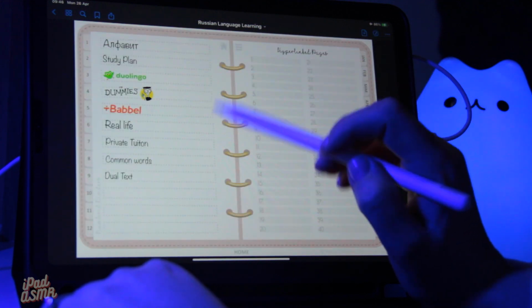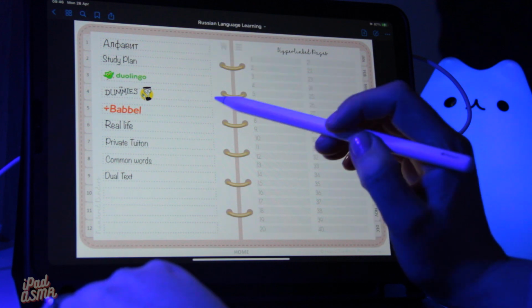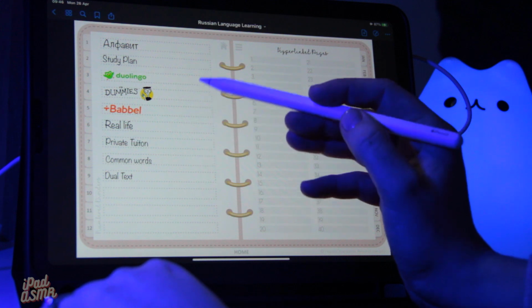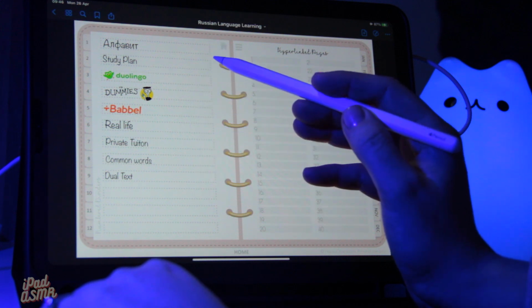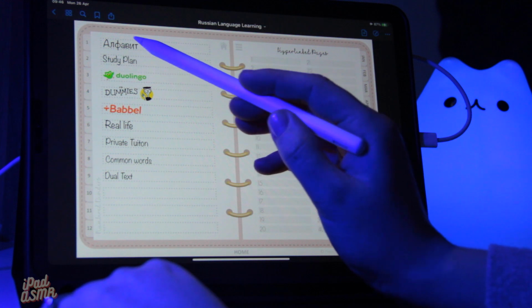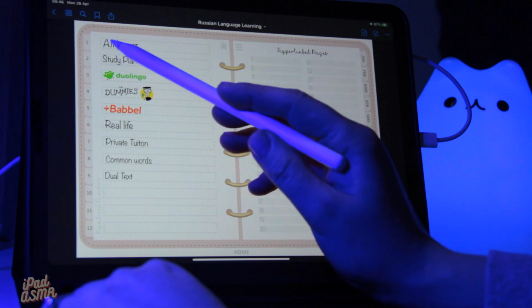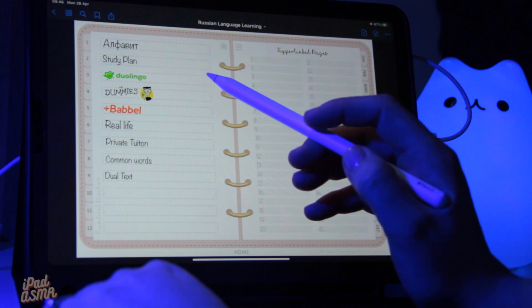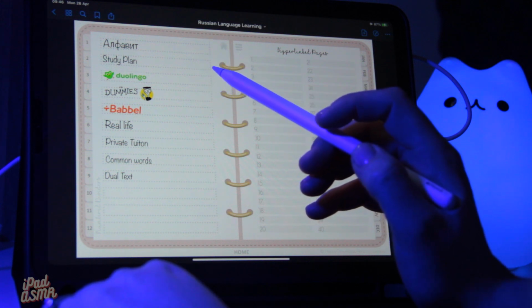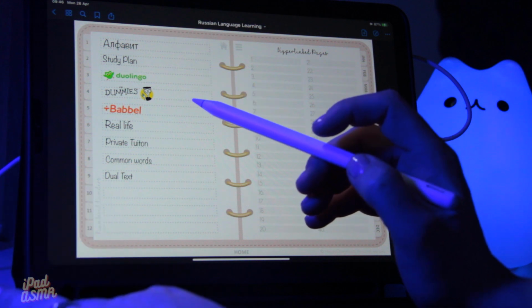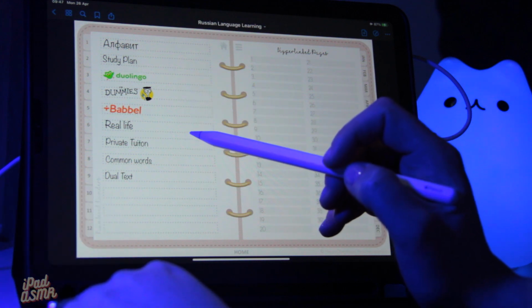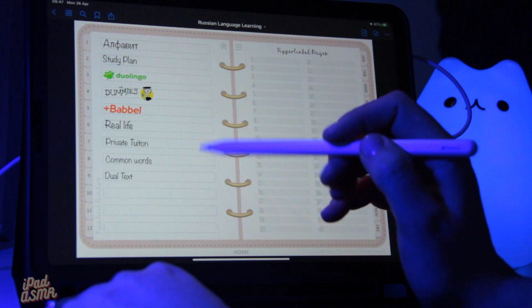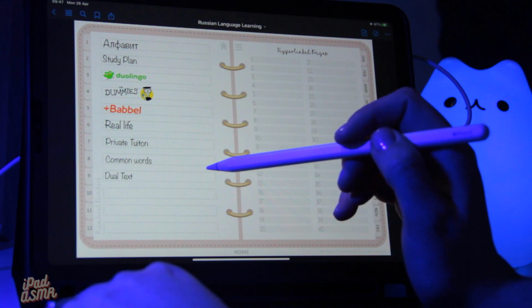So we've covered the alphabet. I have a whole bunch of other hyperlinks here, and maybe one day I'll show you my study plan. I'm not very good at keeping it, but I've actually recently signed up for private Russian language tuition, which I'm really excited for. So hopefully I'll have a lot more to show you after those lessons.